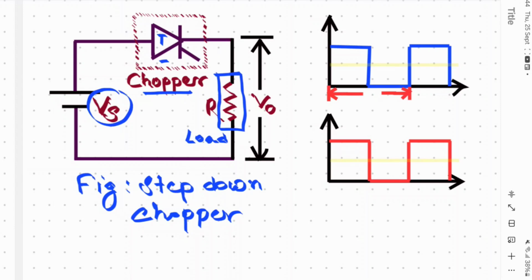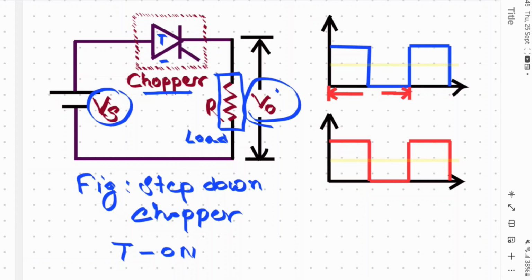So when the thyristor is on, the supply voltage appears across the load. And when the thyristor is off, the voltage across the load is 0. How these voltages appear across the load when the switch is on, and what the graphical representation is, we will see in the waveform.